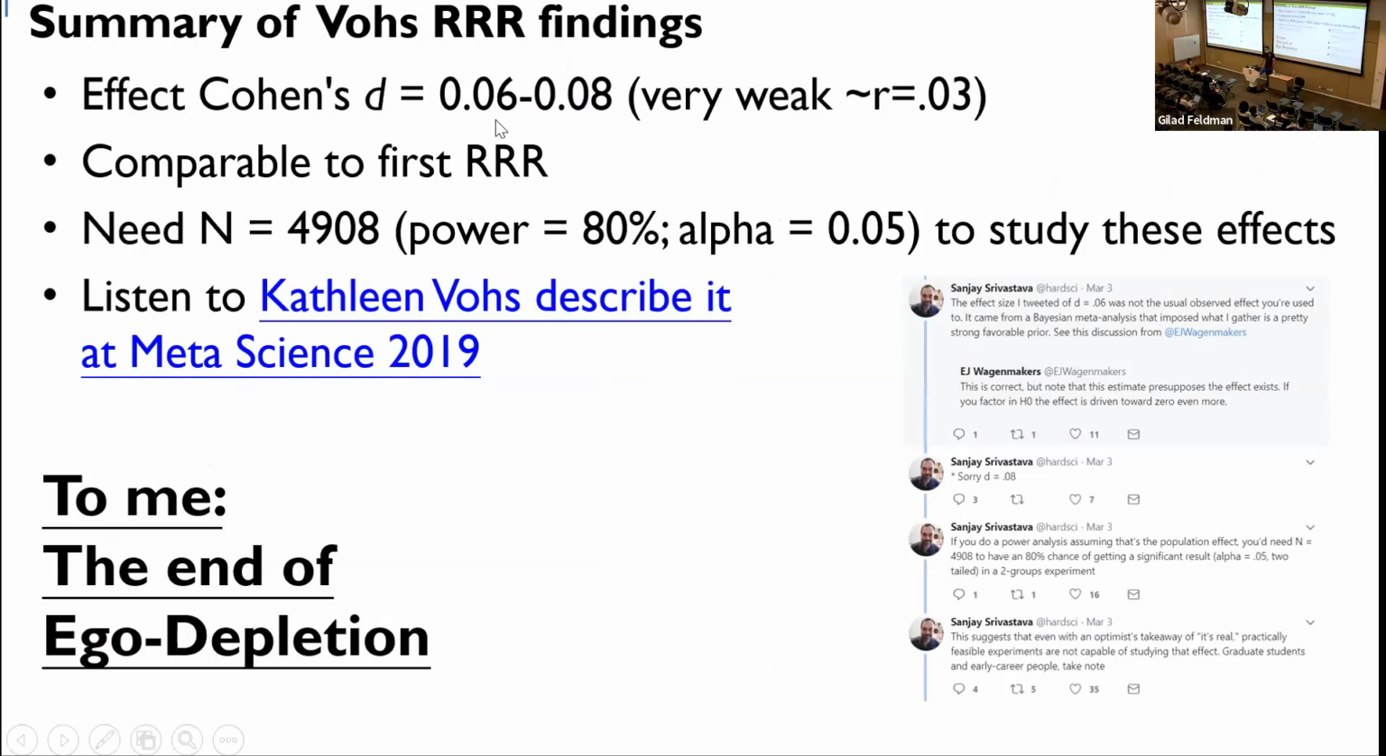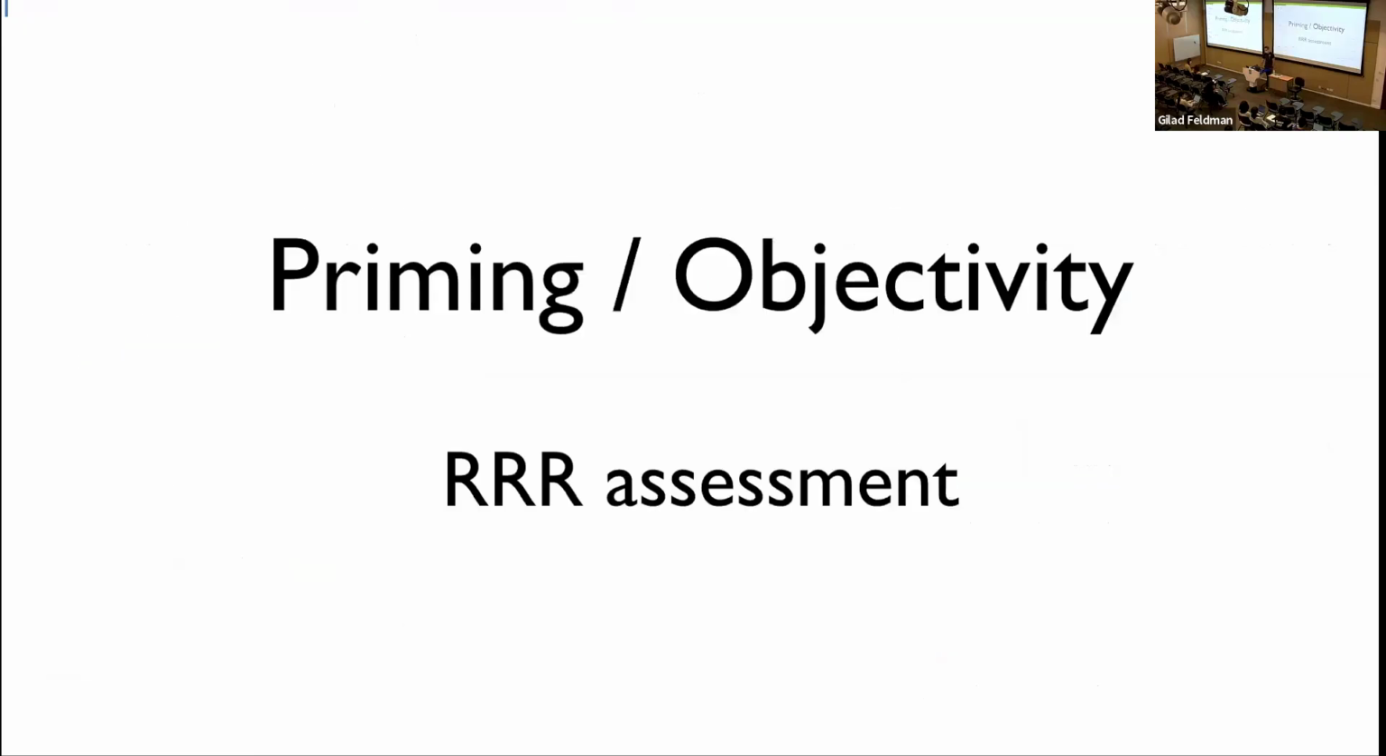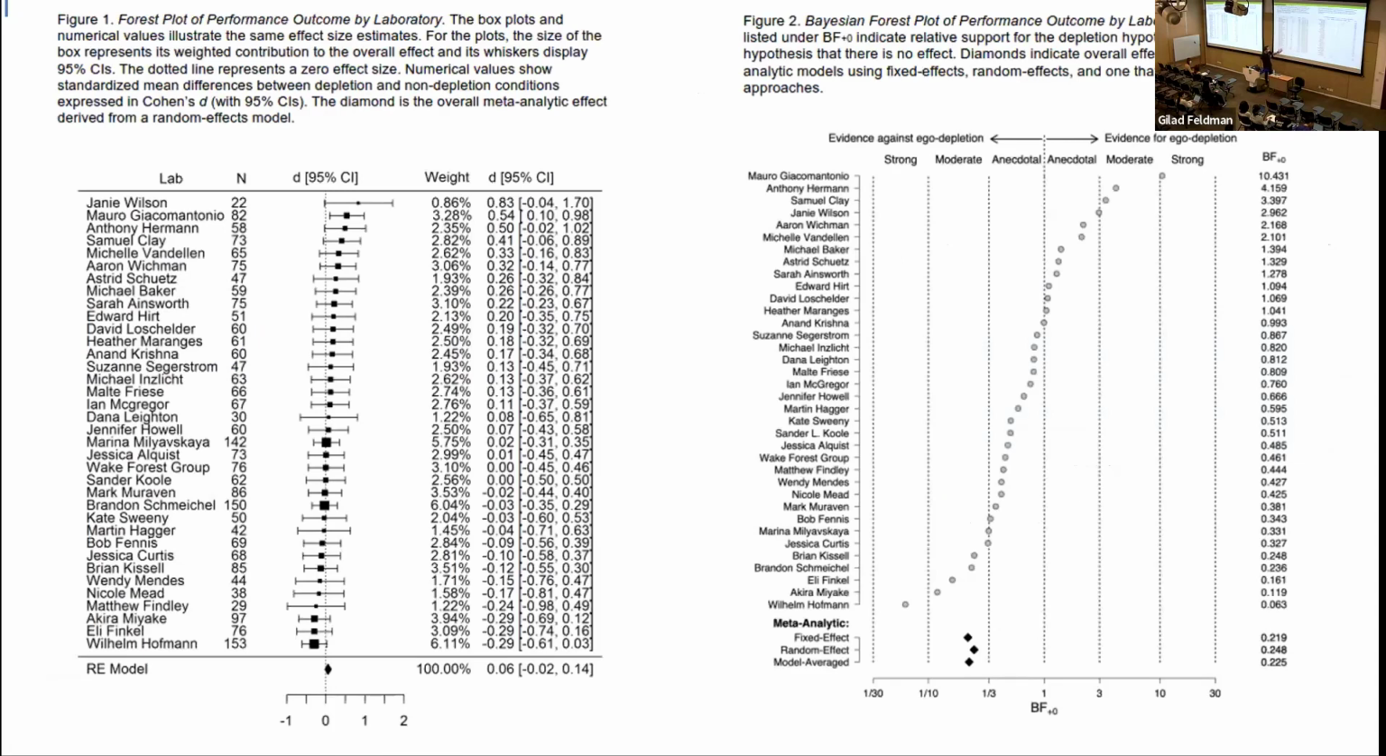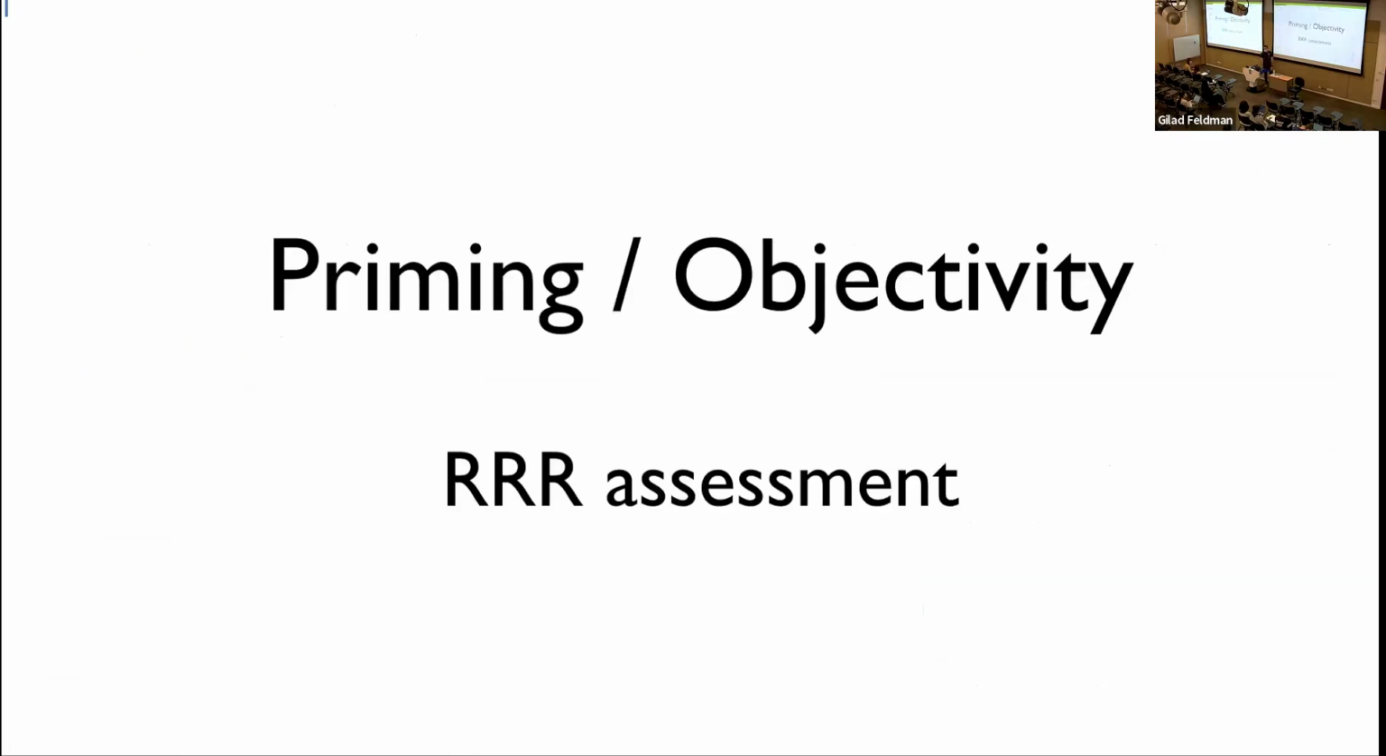So the effect seems to be 0.06 or 0.08, something that's very, very weak. Here is Sanjay tweeting about this live from a conference. But to me and many others in our field, this is the end of ego depletion. I just wanted to remind you about this from the first session. I don't know if you were there or how much you understood this kind of distribution of effects, but now you're able to go back and read this paper in order to understand and assess this kind of replication, which is what you're doing in your tasks.